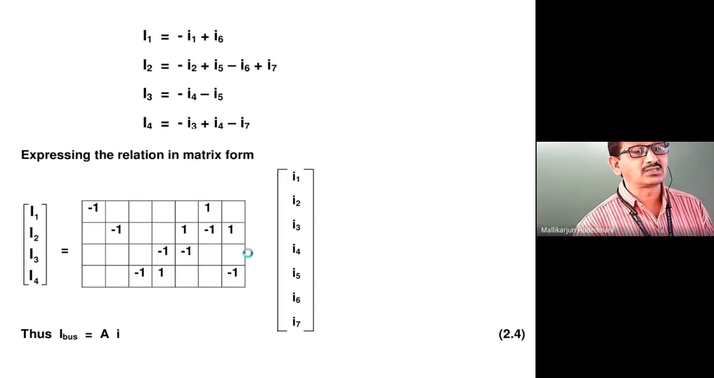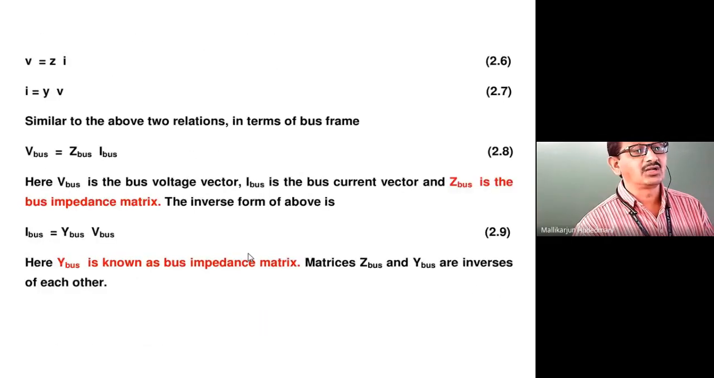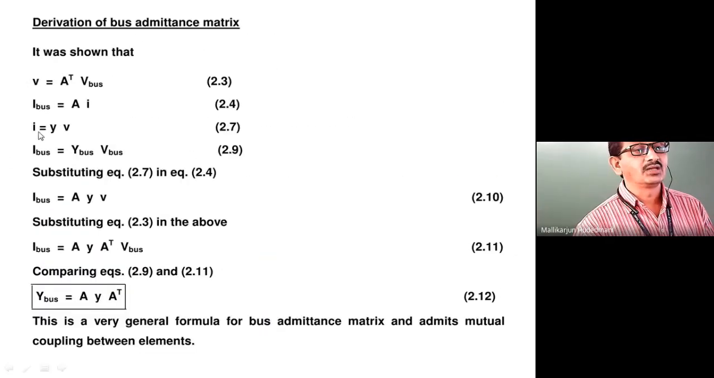Now in the next class I refer directly to the particular representation this way. Derivation of Y bus, nothing but admittance bus, from fundamentals. That's called Y bus by singular transformation method. Y bus equals A transpose Y primitive into A.